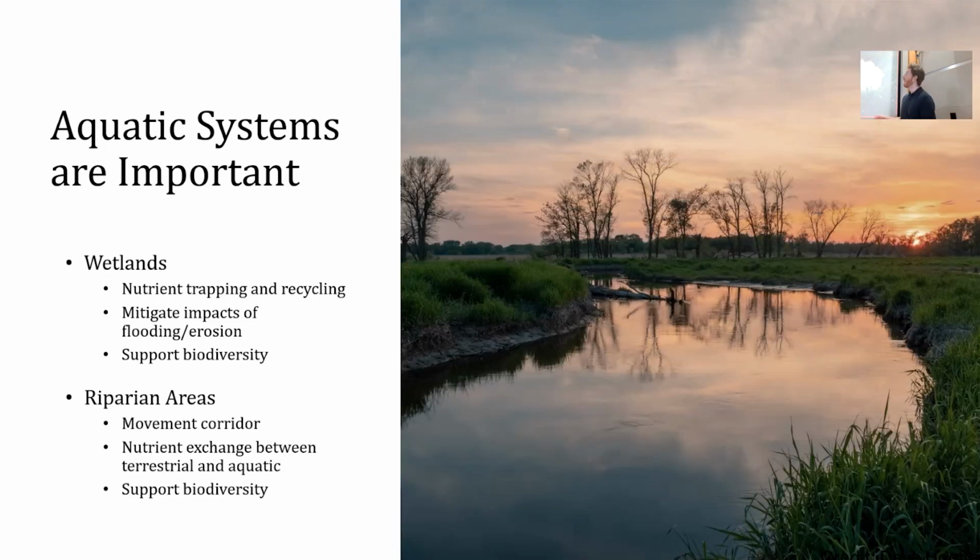You also have these riparian areas, which provide similar benefits in terms of those nutrients and biodiversity, but these can also specifically act as movement corridors for certain wildlife species that may use them.